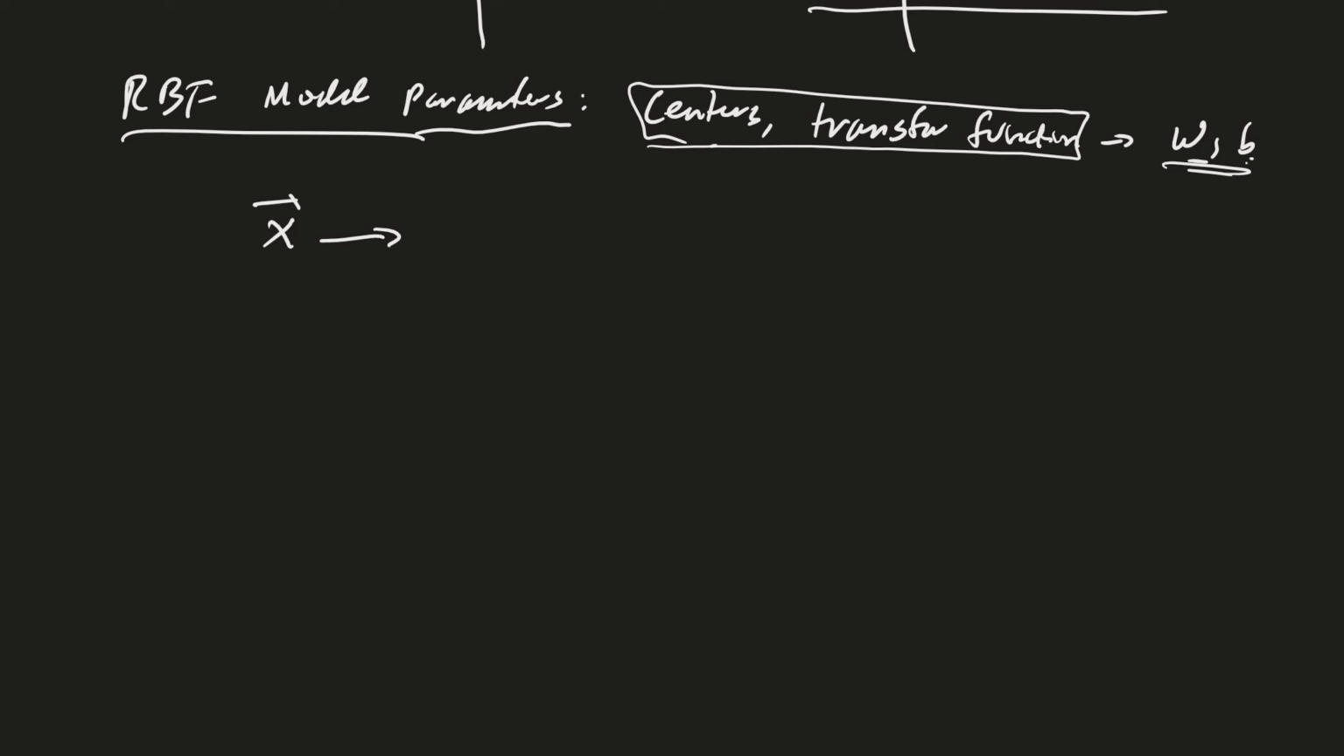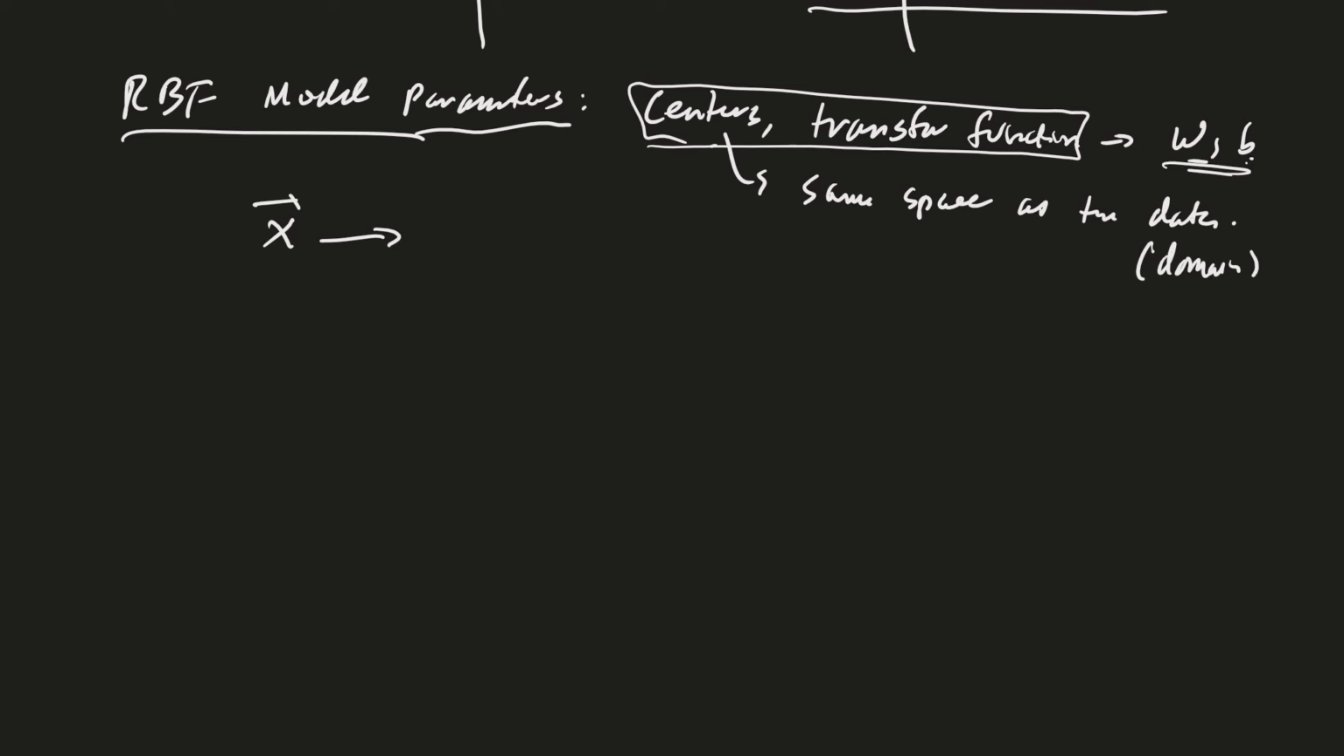Okay, so the centers are in the same space as the data. So I'm thinking about either classification or regression, where you have a domain. So this is in the domain. Okay, and we have k centers.